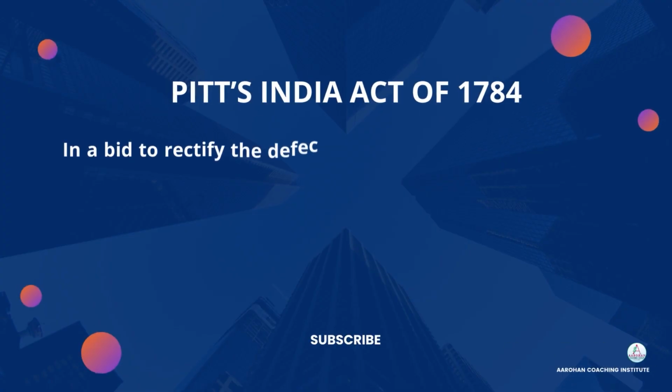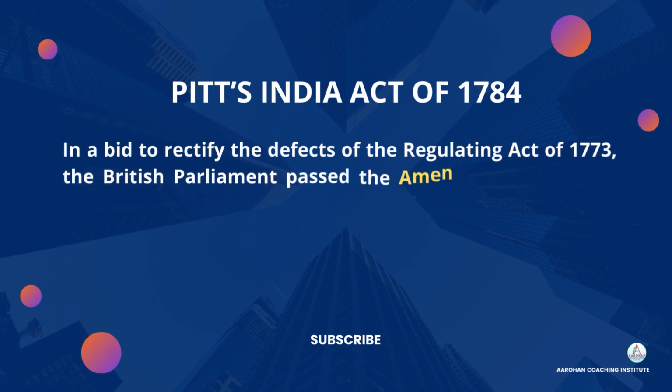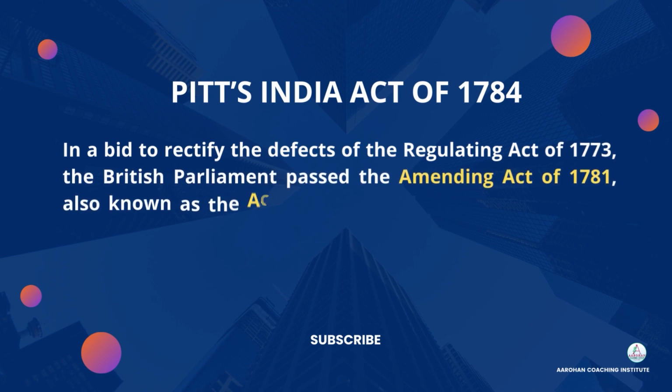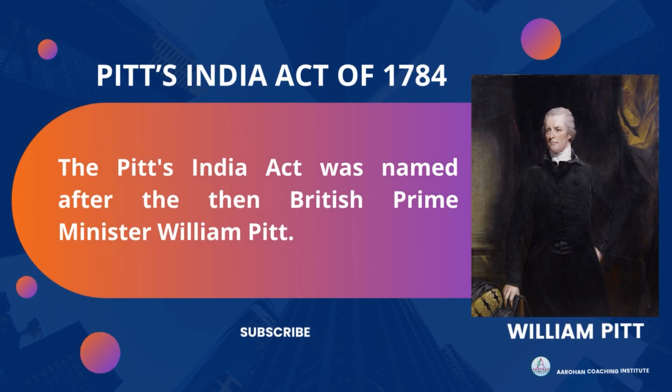See, in the Regulating Act of 1773, there were many defects, and to rectify these defects, the British Parliament passed the Amending Act of 1781, which was known as the Act of Settlement. Then in 1784 came the Pitt's India Act. Now, why do we call it Pitt's India Act? Well, the Pitt's India Act was named after the then British Prime Minister William Pitt.